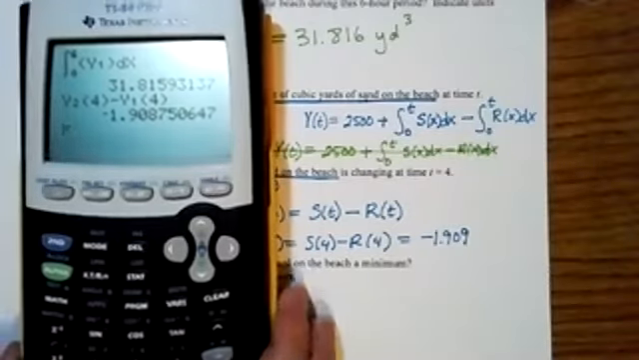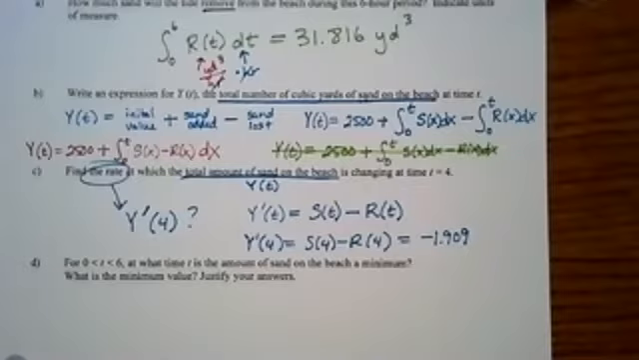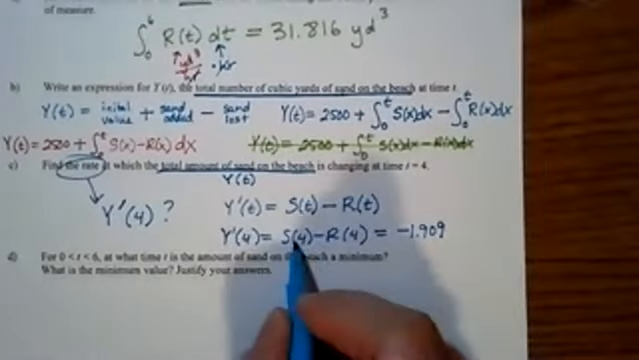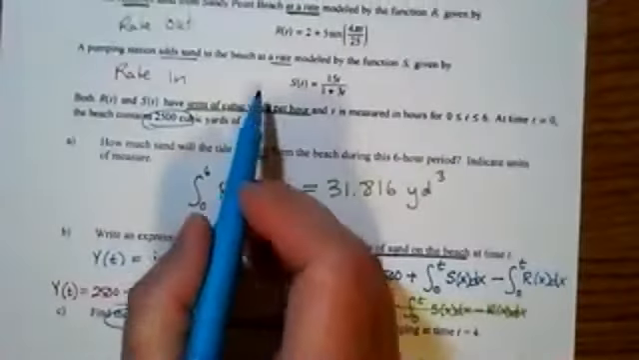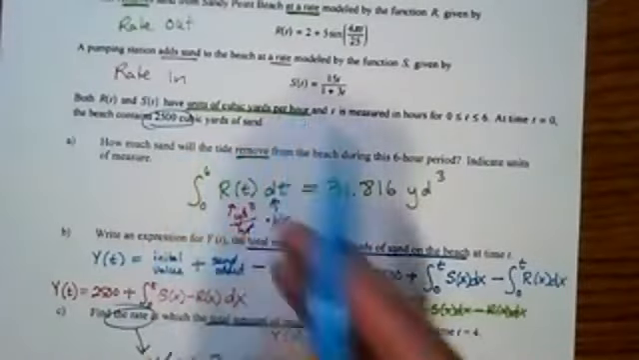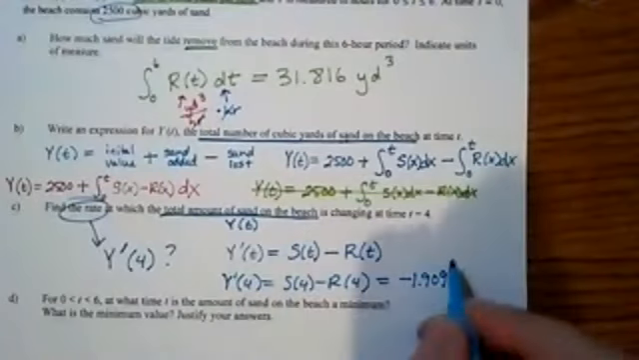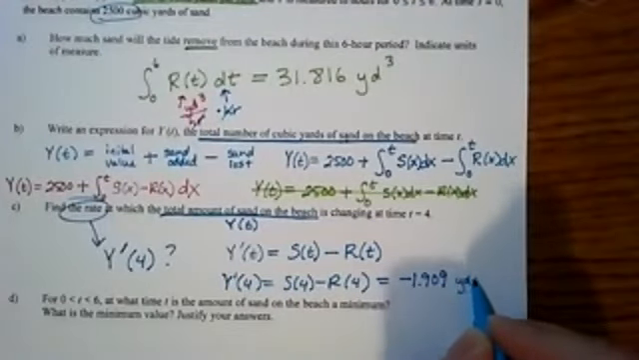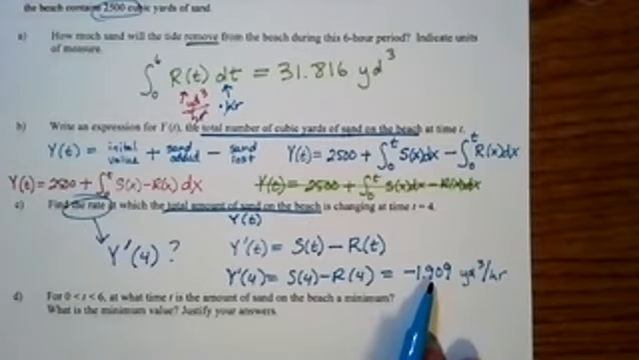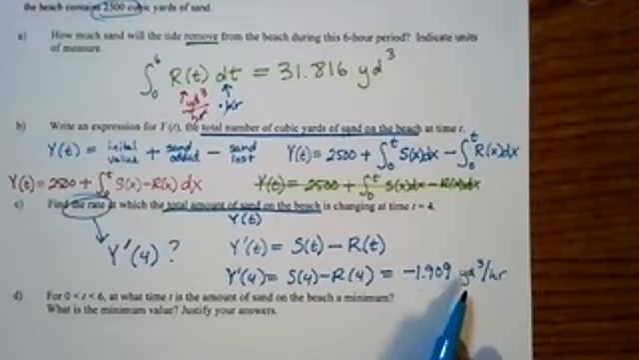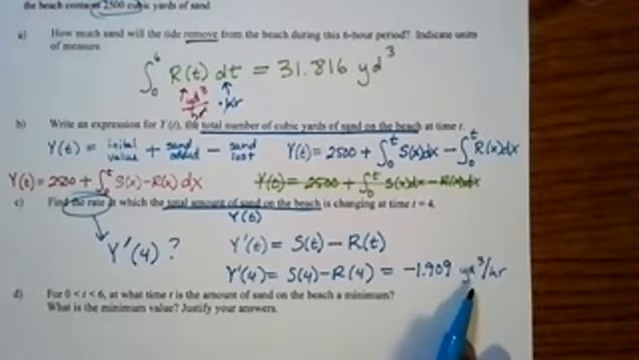And we better indicate units of measure. Well, what were the units of S and the units of R that we just subtracted? Remember those units again. S and R are both units of cubic yards per hour. So when I get the difference between them, I still have cubic yards per hour. And from that, if we needed to interpret it, that means that the total amount of sand on the beach is decreasing at a rate of almost 2 cubic yards per hour at time t equals 4.